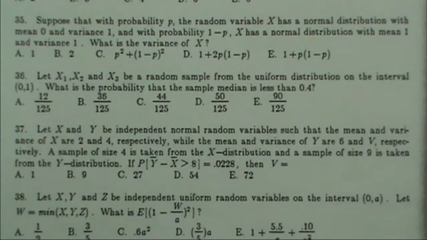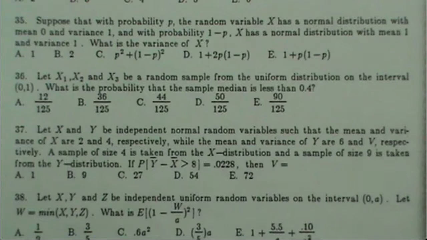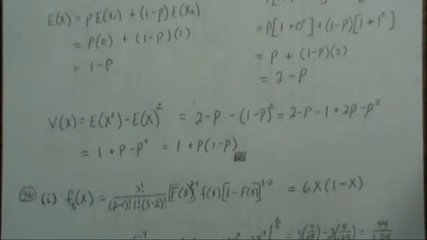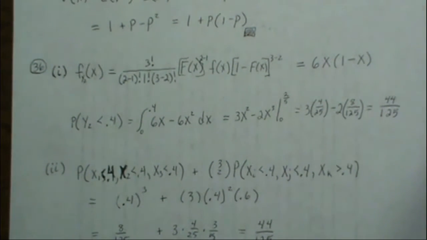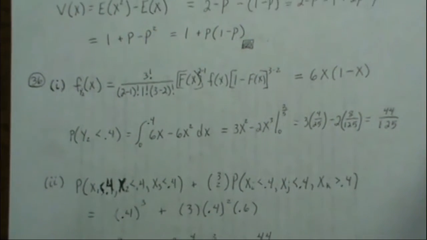Number 36. Let x1, x2, and x3 be a random sample from the uniform distribution on the interval 0 to 1. What is the probability that the median is less than 0.4? Number 36, we have a random sample of 3. And we want to find the probability the median is less than 0.4.